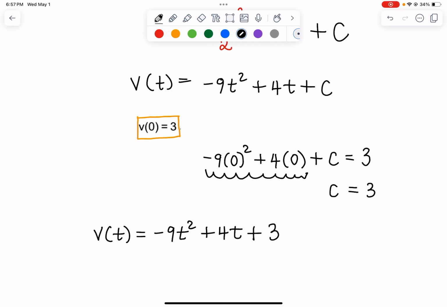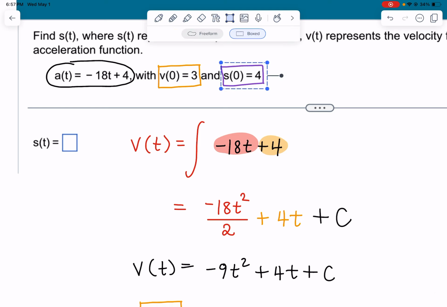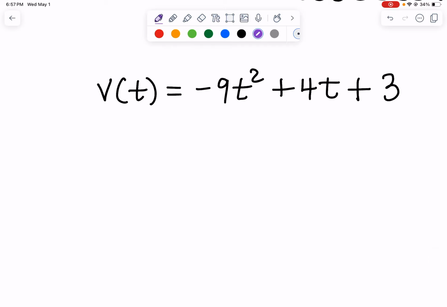Now, we don't stop here because they want us to go all the way back up to the position function. So we're going to do this one more time. But the second time, we are going to use that clue right there. So I'm going to just copy this real quick. All right. But to go from the velocity function to the position function, we are going to integrate one more time. So S of t is the integral of the velocity function.